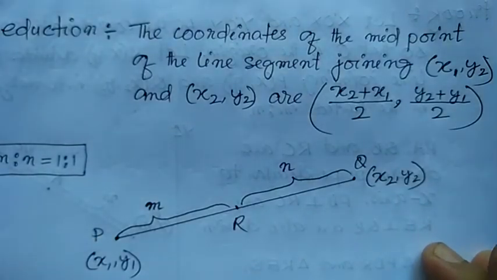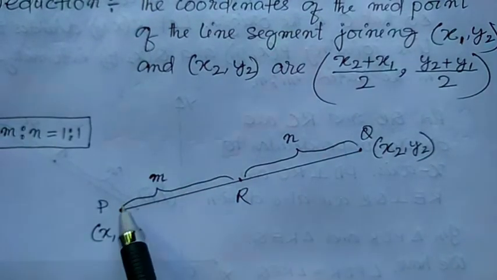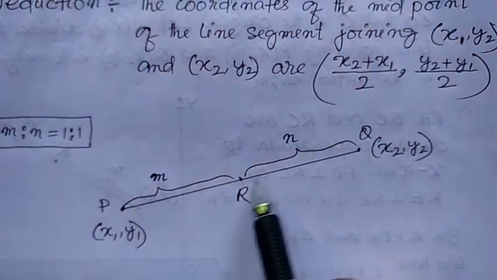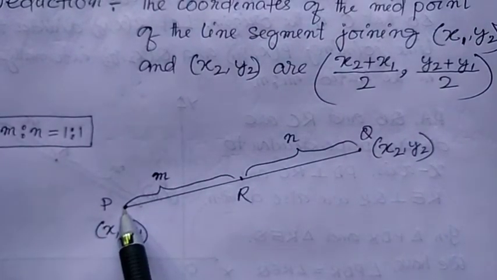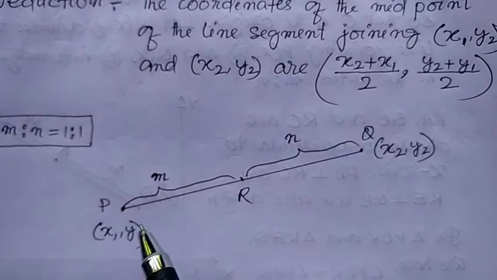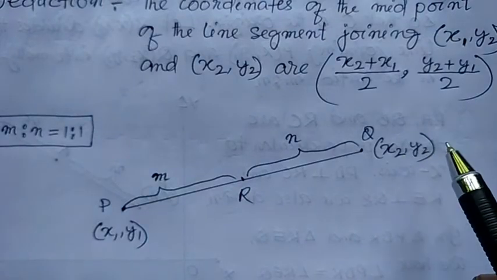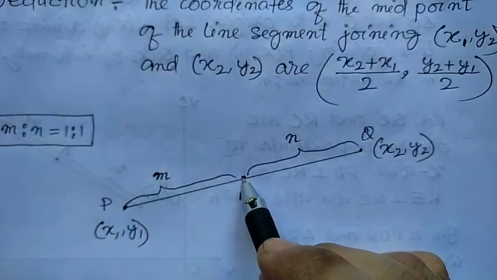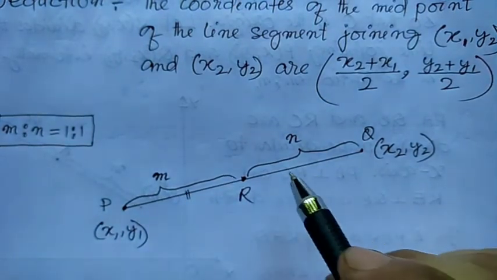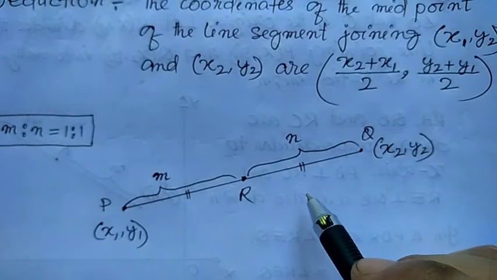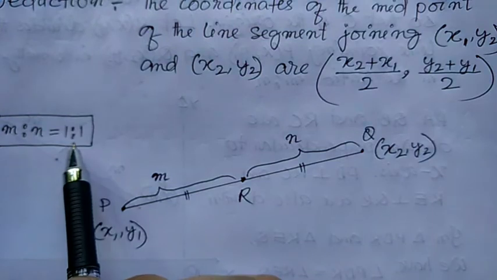Now try to understand the meaning of midpoint. Midpoint means middle point. Let's say the line segment is PQ, joining point P and point Q, and the coordinates of point P are x1, y1 and of point Q are x2, y2. Now we want to find the coordinates of this point R. Let's say point R is the midpoint. That means the length from P to R and from R to Q are equal. So the values of m and n will be equal, and their ratio will always be 1:1.